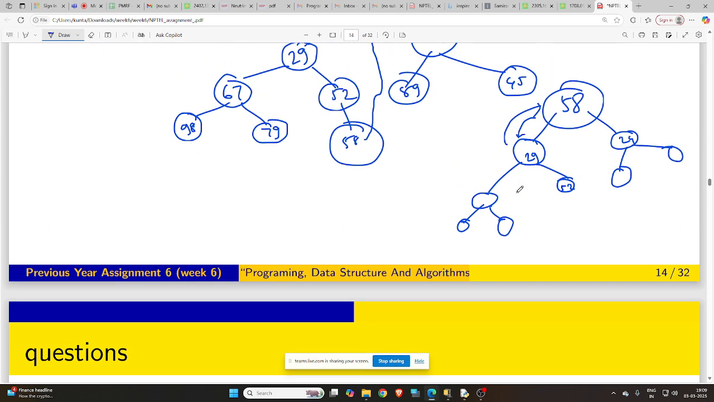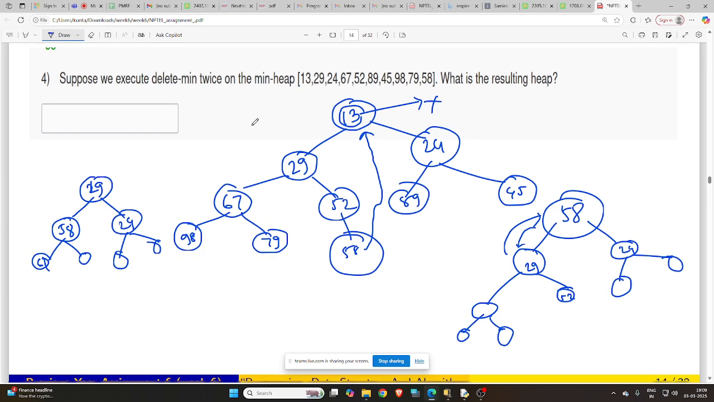So in the next figure, what will be the answer here? The answer will be here 29 will come, then here it will be 58, then this is 24. And as I have not changed anything in this branch, it will be exactly whatever it was previously. Now coming to 58, and then this one and this one. This one was what? This one was 67, and this one was what was that one?